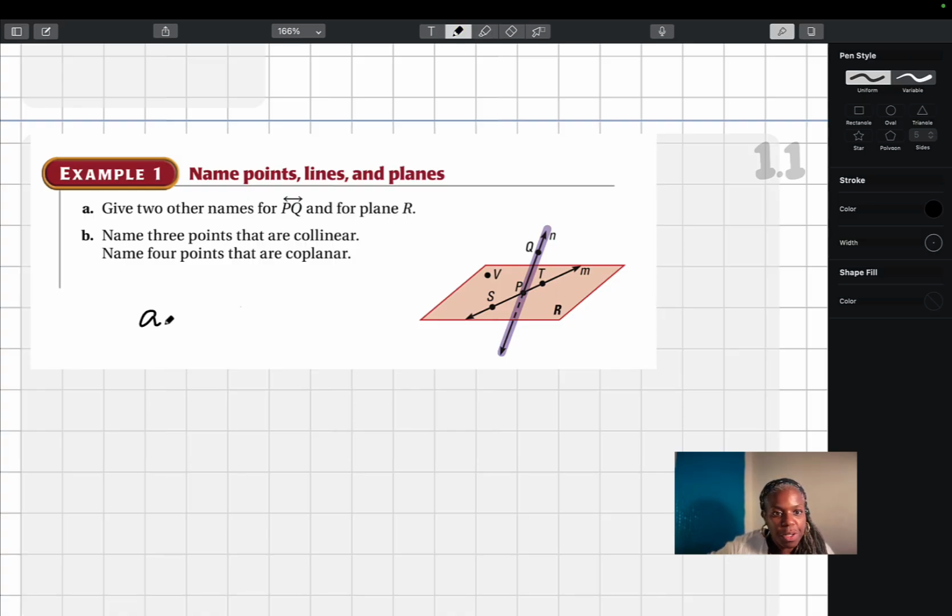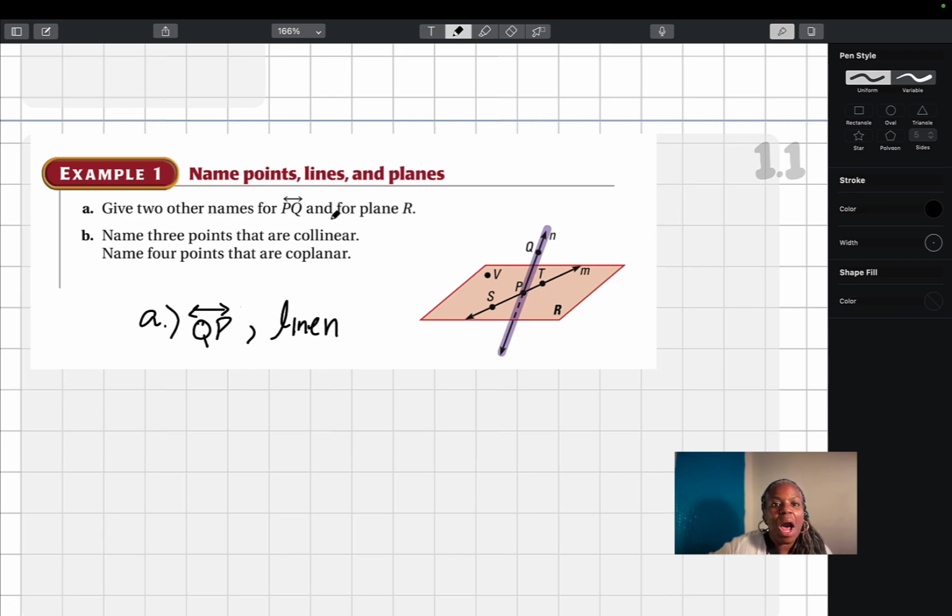2 names for PQ. 2 names that we have would be QP, right? We can simply change the order of those letters and we have a line QP. Notice I use the symbol up here. That symbol means line. Another way that we can refer to this line is by the lowercase letter right here. When we name a line, we name it with a lowercase letter. It's not a point on the line, it is the name of the line. So we could call this line N. So that's the first part.